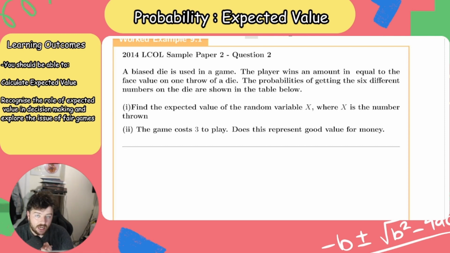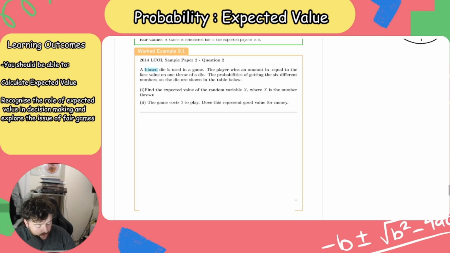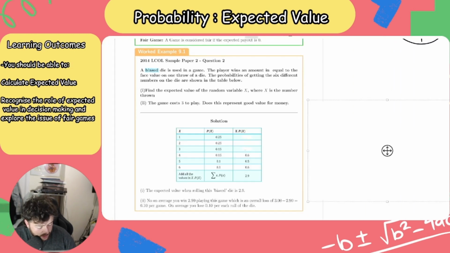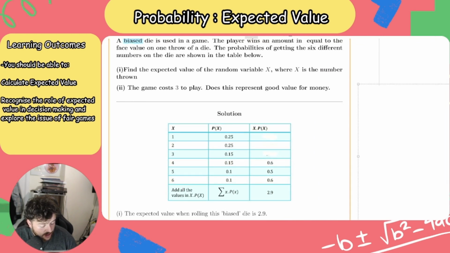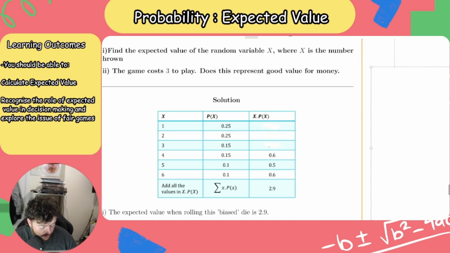So a biased dice is used in a game. Remember, biased means it's not fair, so it's not going to be 1 in 6 like the normal dice. The player wins an amount equal to the face value on one throw of the die. The probabilities of getting the 6 different numbers are shown in the table below. Find the expected value of the random variable x, where x is the number thrown.